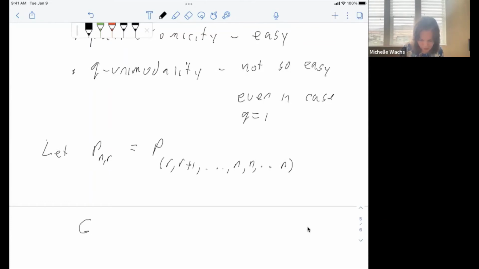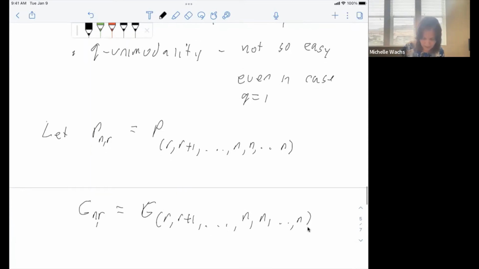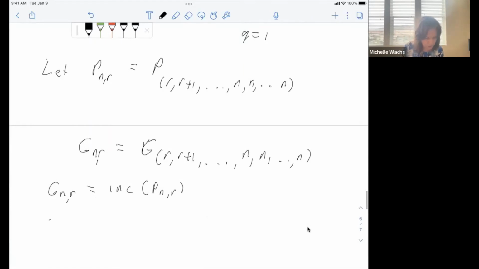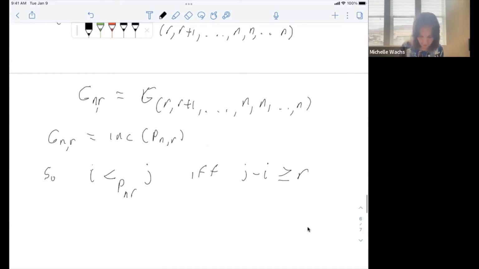And then G_{n,R}, we're going to let G_{n,R} be the incomparability graph of P_{n,R}. And so i is less than j in P_{n,R} if and only if j minus i is bigger than or equal to R. So that's the poset relation, the order relation.